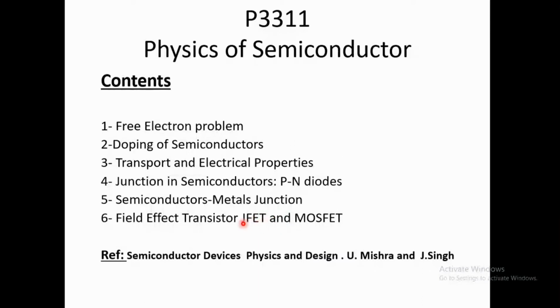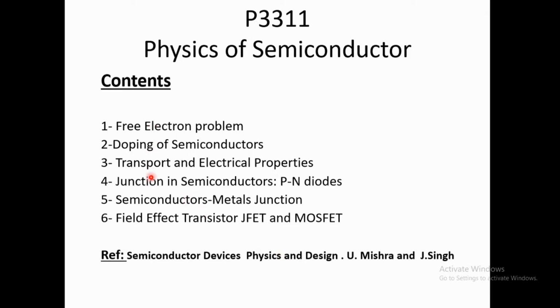There are two types that we will look at, the junction field effect transistor and the metal oxide semiconductor field effect transistor. All these topics are taken from Semiconductor Devices: Physics and Design by Mishra and Singh, so you can always refer back to your textbook. Your textbook is already in the class material. I have downloaded it for you.